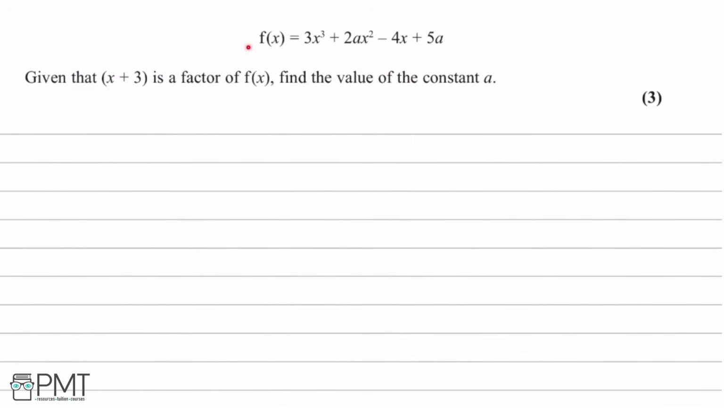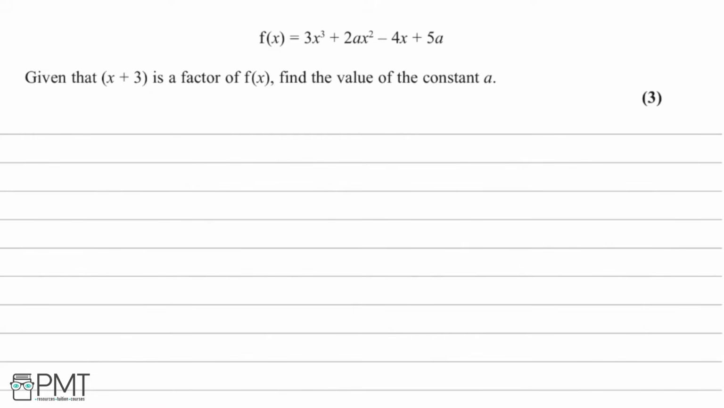So we're given this expression for f of x, saying f of x equals 3x cubed plus 2ax squared minus 4x plus 5a. And given that x plus 3 is a factor of f of x, find the value of the constant a. We can also see it's a 3-mark question.